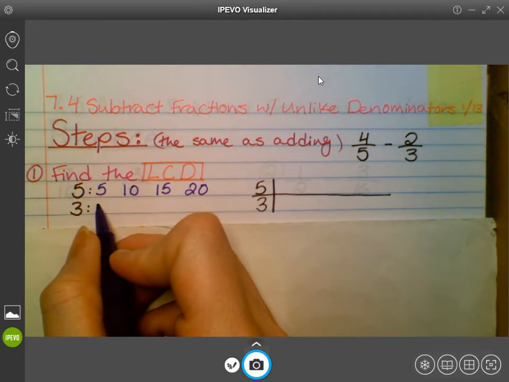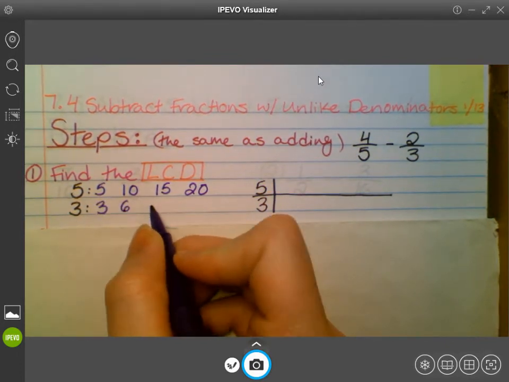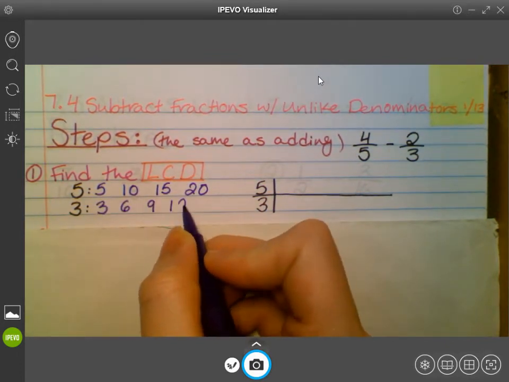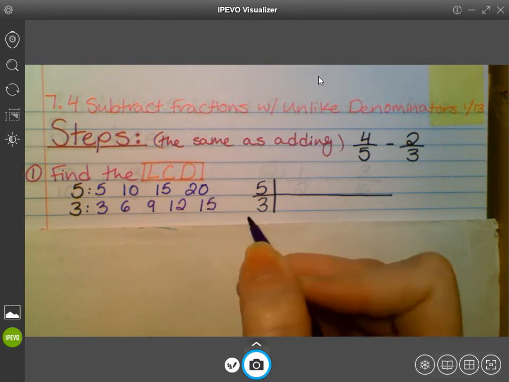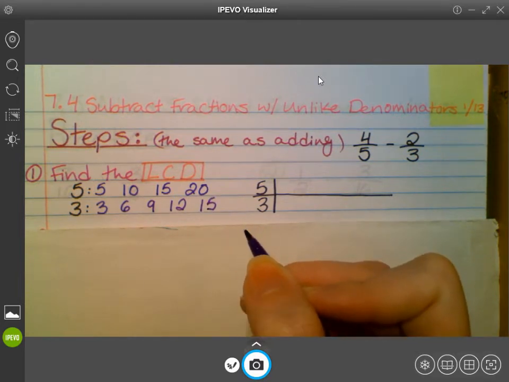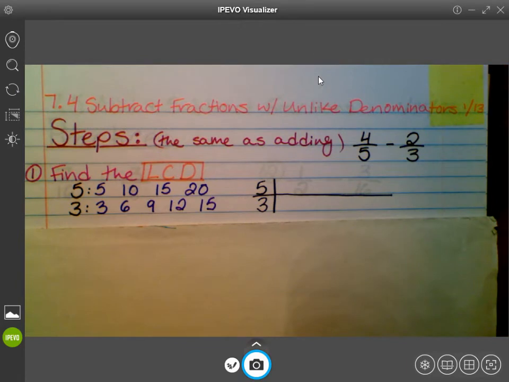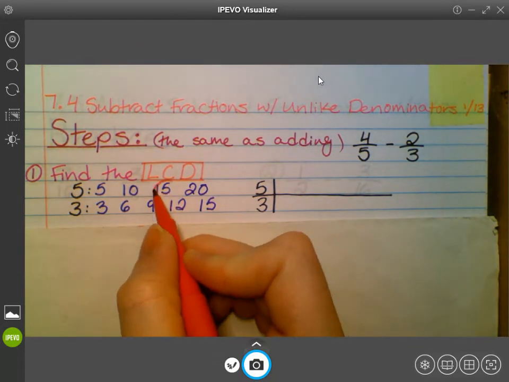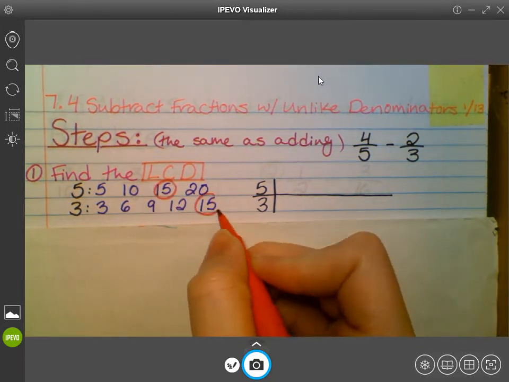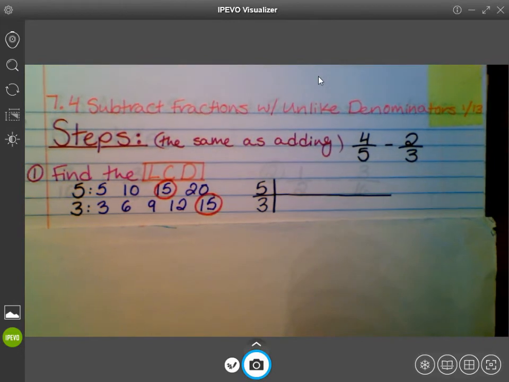Then 3: 6, 9, 12, 15. Have I reached one? What's my LCD? 15. Let me grab my red. Here's my red. So I'm going to circle it. How many of you circled 15 as the LCD? How many of you circled 15?